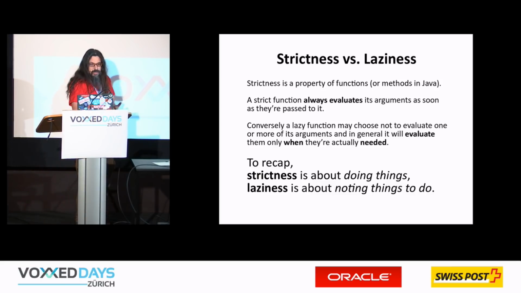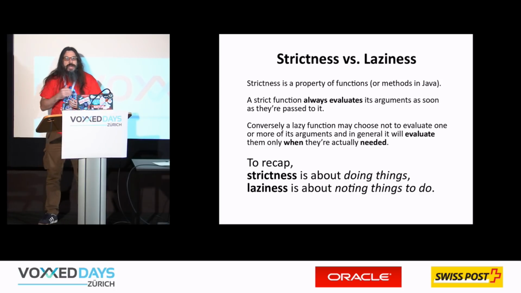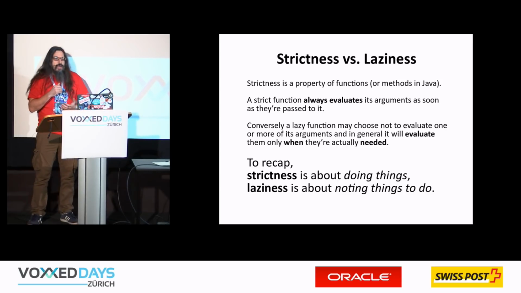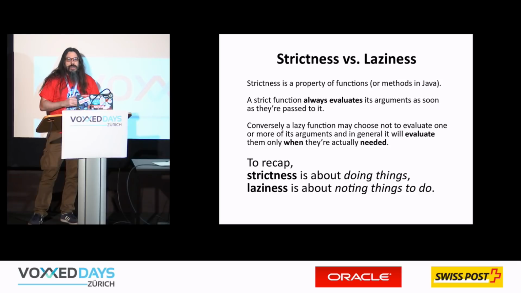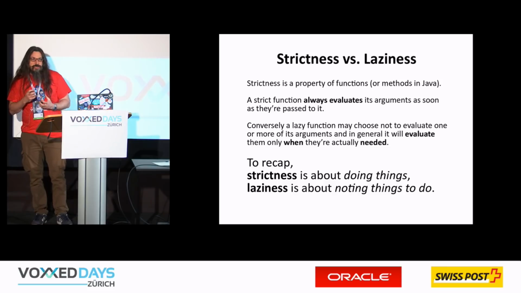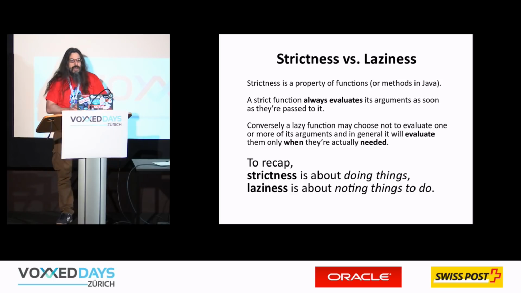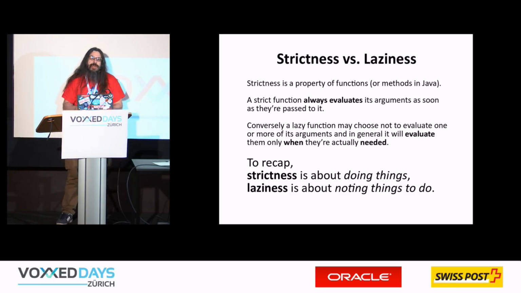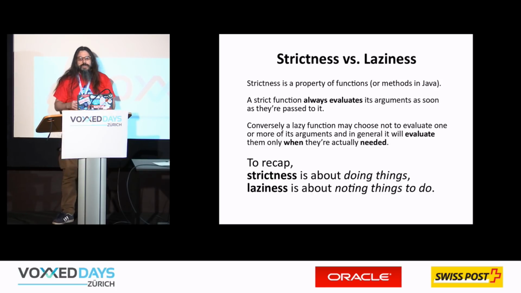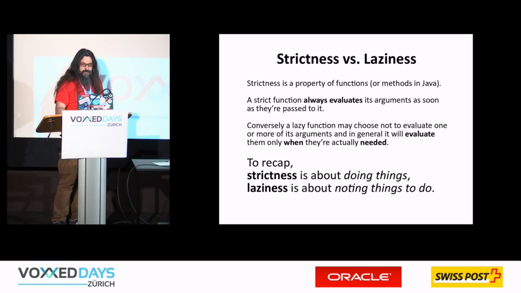In Java, when you have a strict function, everything is evaluated. All arguments are evaluated regardless of whether they are useful or not. While with laziness, only what is needed will actually be evaluated. So to recap, strictness, which is the opposite of laziness in programming, is about doing things regardless. While laziness is about having nothing to do and just doing the really necessary things.